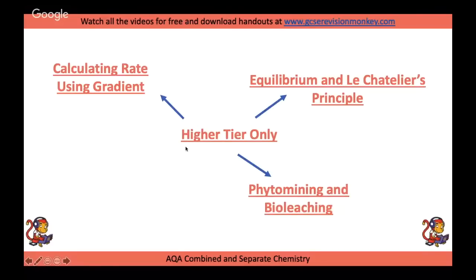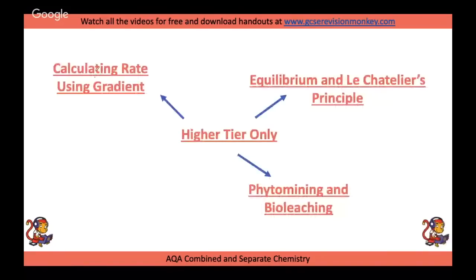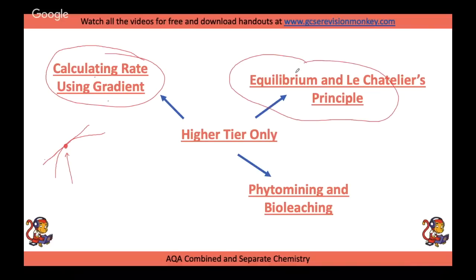So as you can see, there's not a lot of higher tier content on there. There's just three things to have a look at. We've already looked at this one, calculating rate using a gradient. So I'm not going to look at that again, but that's where we had our rate graph and we drew a tangent to measure the rate at a particular time point. That is a higher tier only thing, so I expect that in the exam. Equilibrium and Le Chatelier's principle, and phytomining and bioleaching. So let's go through those now.